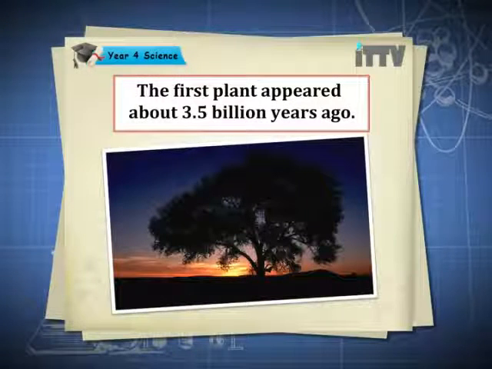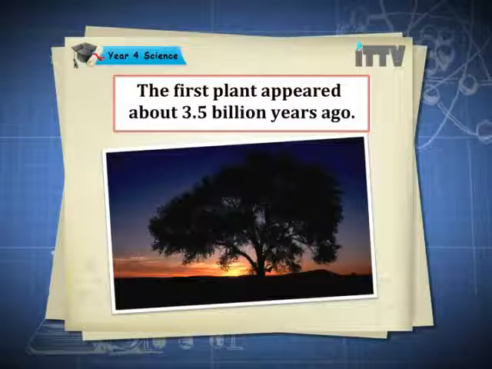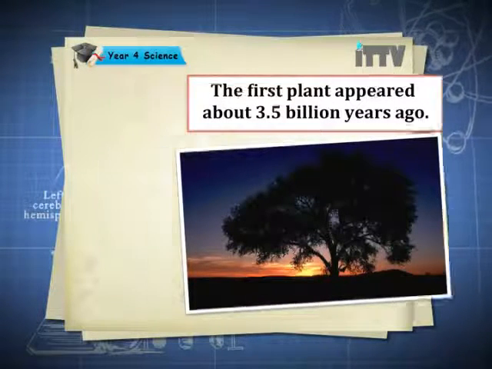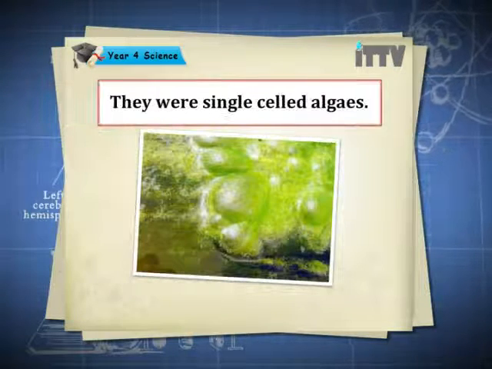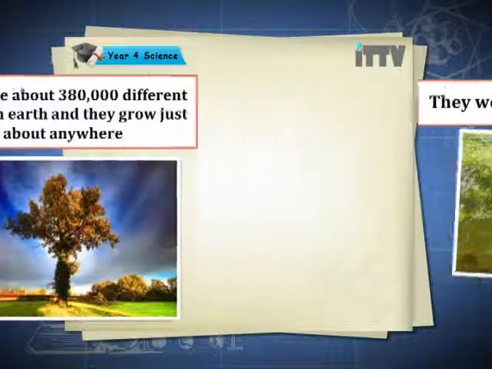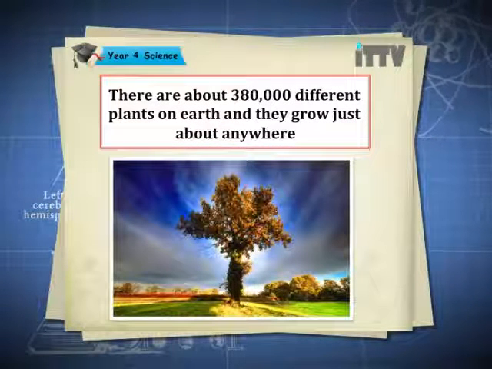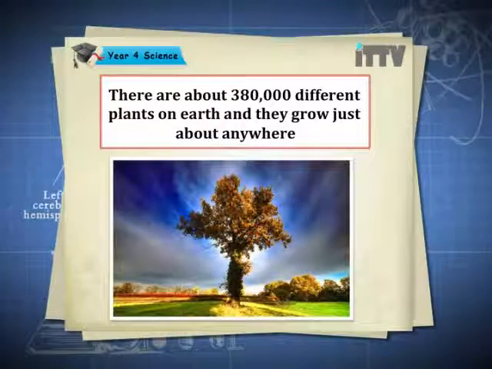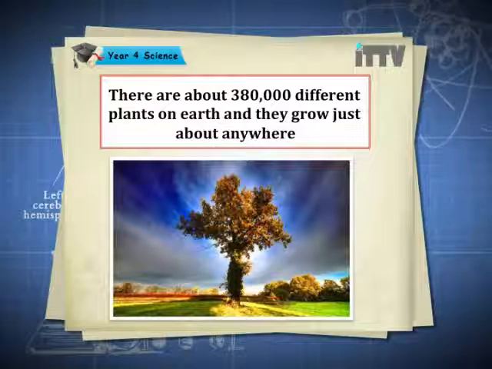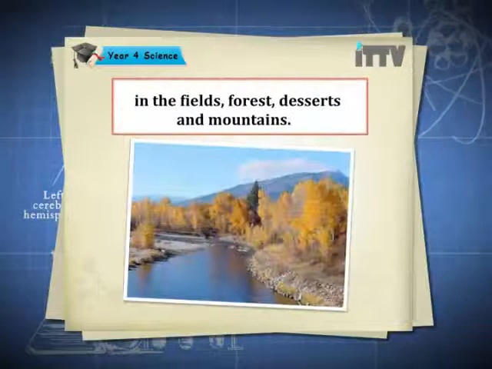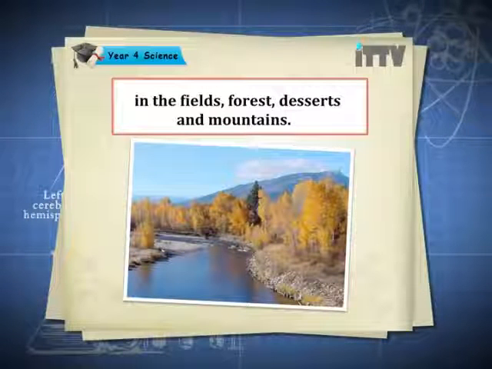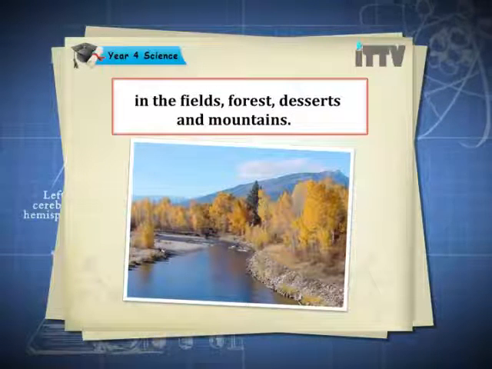The first plant appeared about 3.5 billion years ago. They were single-celled algae. There are about 380,000 different plants on Earth, and they grow just about anywhere. In the fields, forests, deserts, and mountains.